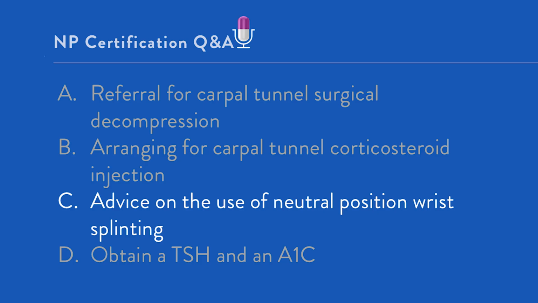C, advice on the use of neutral position rest splinting. Obviously, this is the correct answer. First-line therapy in earlier CTS without evidence of severe disease includes the use of neutral positioning rest splinting, particularly during the non-work hours and overnight. The splints help relieve pressure within the carpal tunnel, and generally a 6 to 8 week trial is done, and then the patient is reassessed to see how they are doing.